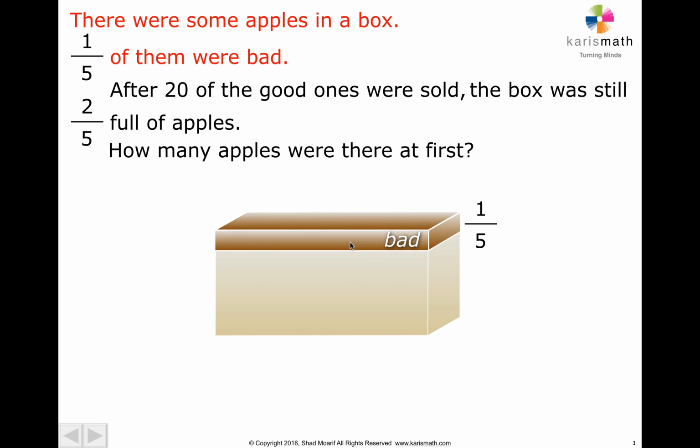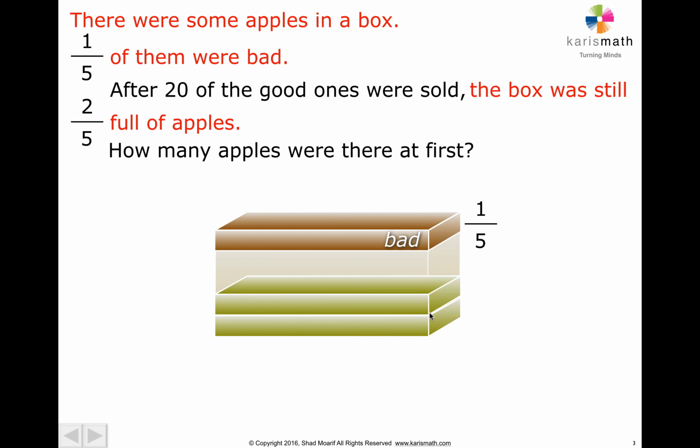So this is 1/5. That's bad, this bit here. That's 1 part out of 5. And then we know that the box was still 2/5 full of apples. So 1/5 are bad, and the box still has 2/5 apples after 20 of the good ones were sold. But since we know it's 2/5, let's break it into 2/5 here, and we know that the apples left are 2/5. So these are the 2/5 that are left, 1/5 that are bad.